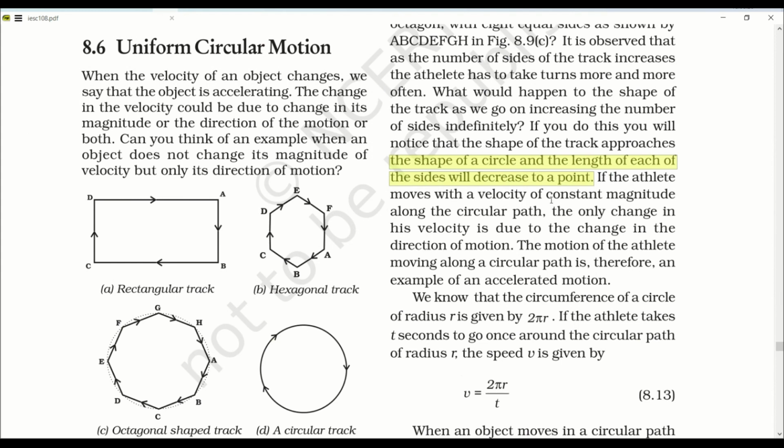If the athlete moves with a velocity of constant magnitude along a circular path, the only change in his velocity is due to the change in direction of motion. Motion of the athlete moving along a circular path is therefore an example of accelerated motion. Every point on a circle is a point where the athlete has to change the direction. Only then can he perform uniformly accelerated motion.